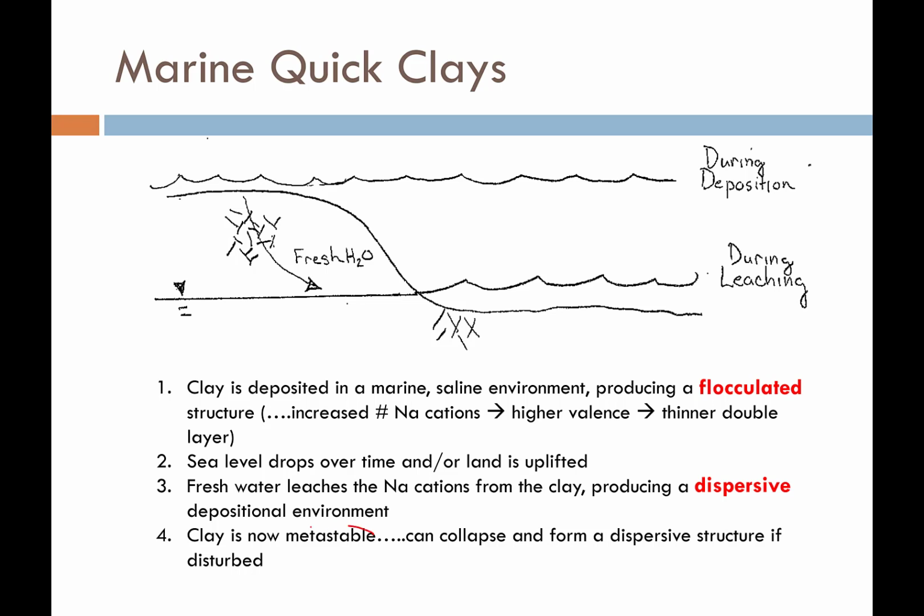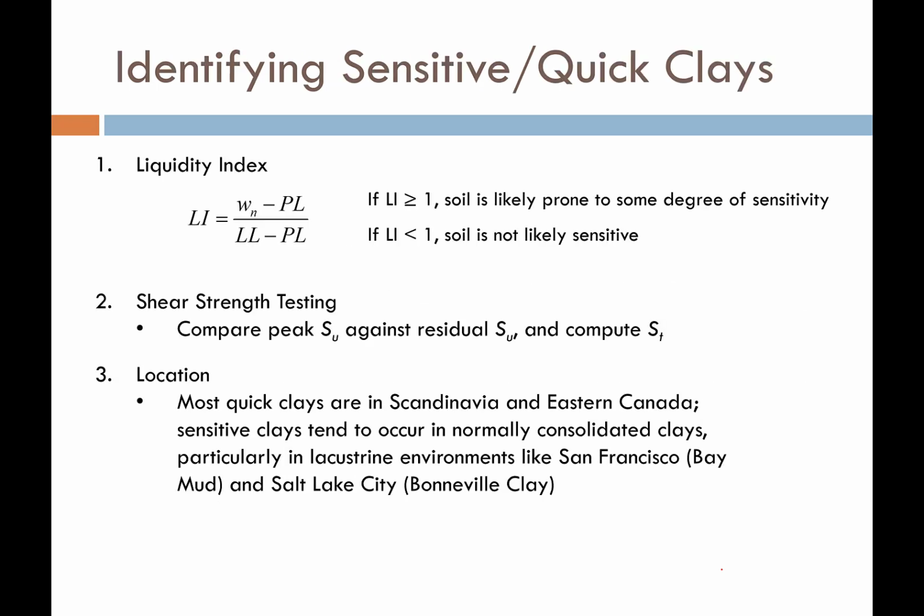So the soil now becomes what we call metastable, meaning it's in a flocculated state, but it doesn't want to be. And any sort of disturbance, any sort of strain, any sort of jiggling or wiggling or extra shear stress can cause the soil to collapse and immediately and rapidly form a dispersive molecular structure. And that is the soil, in essence, turning, right before your eyes, into a fluid.